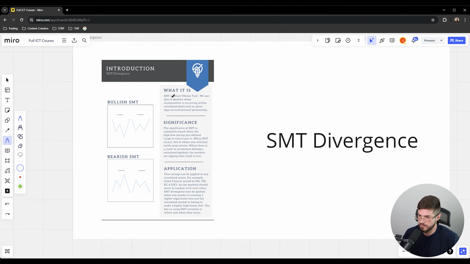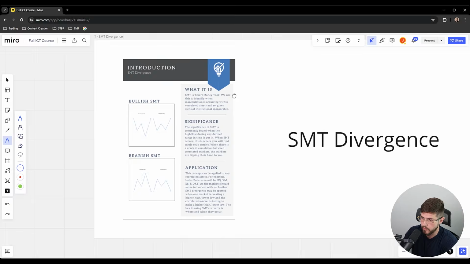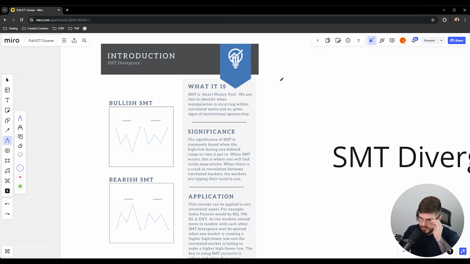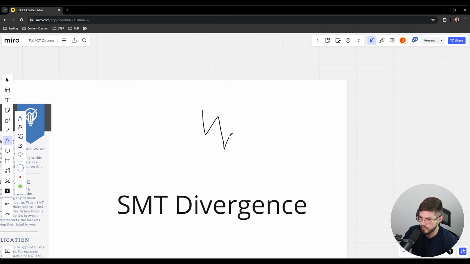SMT stands for Smart Money Tool. Now, some people say Smart Money Technique. ICT has said it both ways. Anyways, we are using this to identify manipulation. So whenever we're talking about manipulation, right, we have that pop under low and we don't displace through it, and then the market pushes away from it.